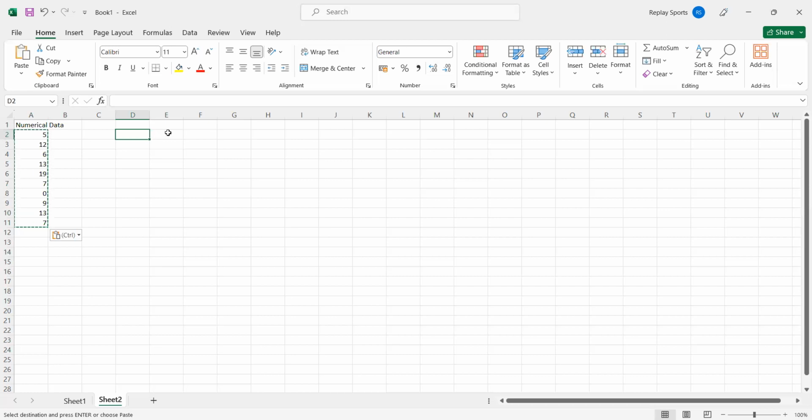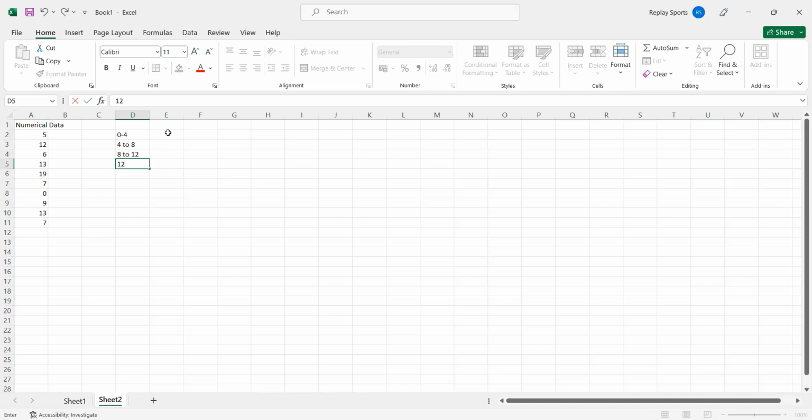So I can say 0 to 4 as one group, 4 to 8 as another group. Then I'll say 8 to 12, 12 to 16, 16 to 20. So 0 to 4, let's say you have 12. This one you have 6. This one you have 19.